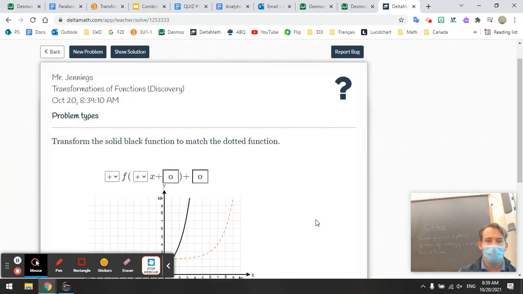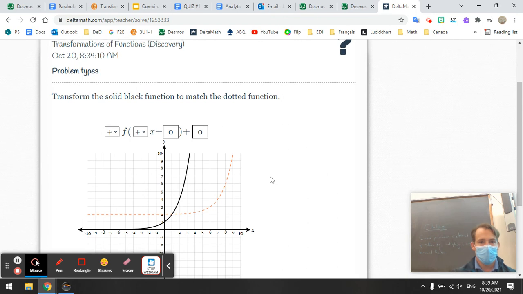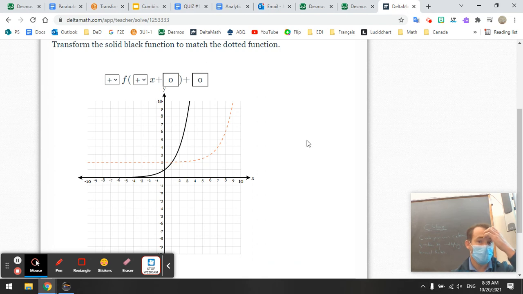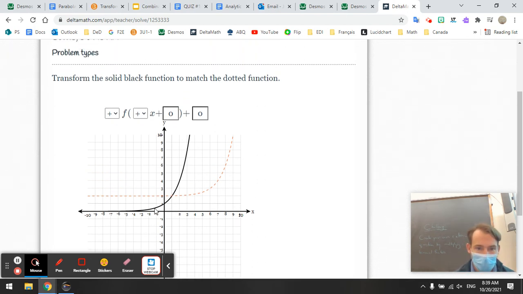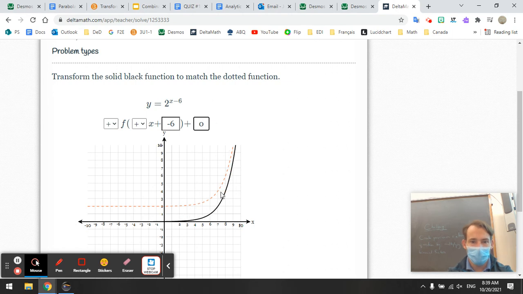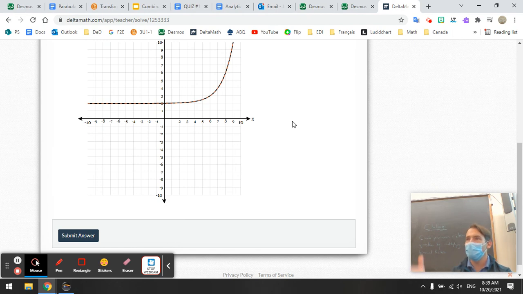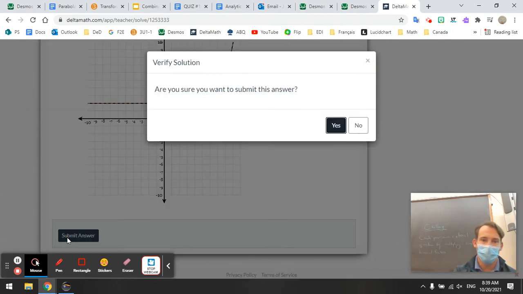Next, I have a few of these problems that you've already started to do. It says transform this function into that function, and it's going to allow you to test it out. So this looks like I'm going to be moving it up by 2 and over by about 6. So I think I'm going to be subtracting 6 from this function. And then as I do that, it shows me what that did. That looks pretty good. Then I'm going to be raising all the outputs by 2. Got it.